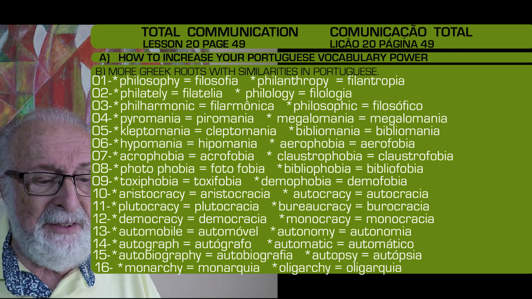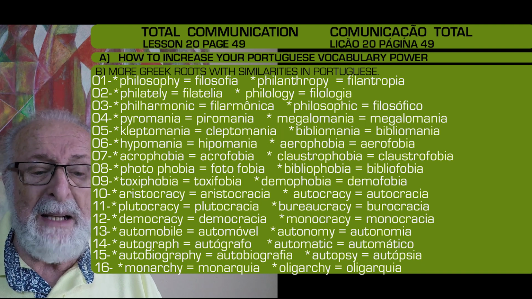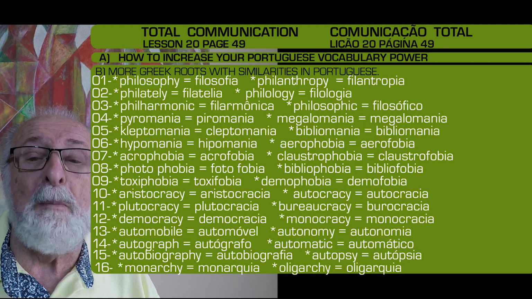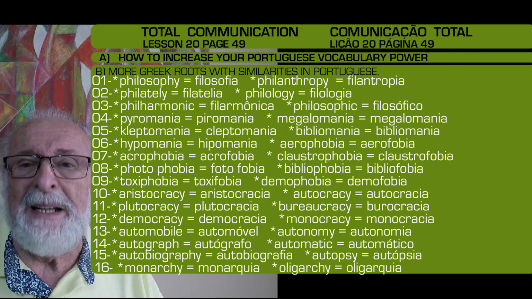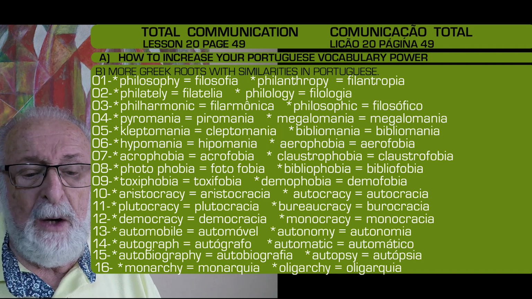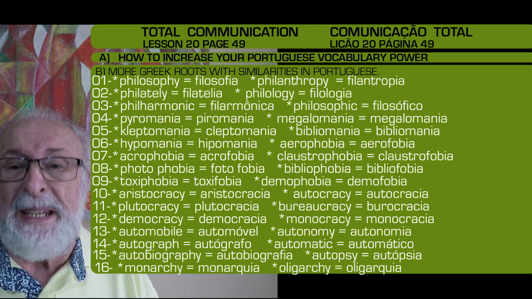In line 6, we have hypomania. Okay? That mania is mania in Portuguese. Now we're going to have phobia, in English phobia.